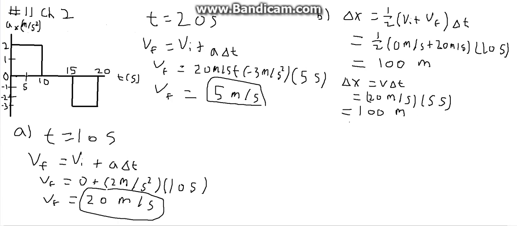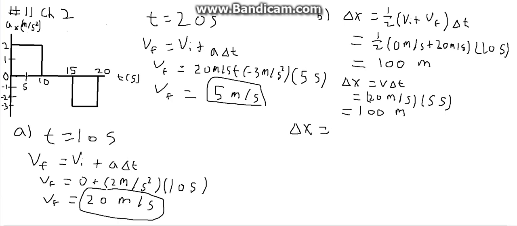And now from 15 to 20 seconds, we know that our initial speed is 20 meters per second, and our final speed is 5 meters per second because we found it in part A. We found the speed at 20 seconds, and we know our time is 5 seconds, so we can use the equation that we used above.